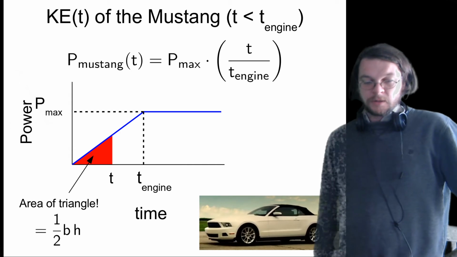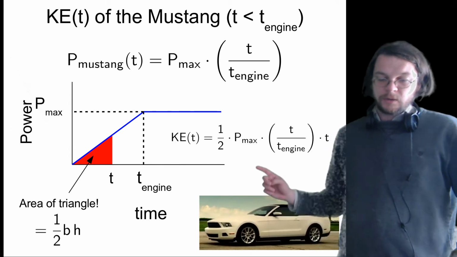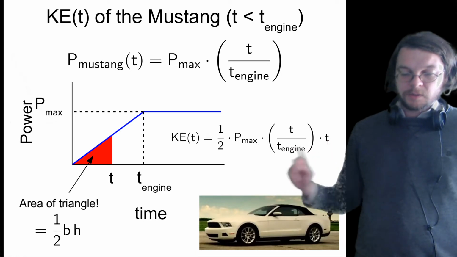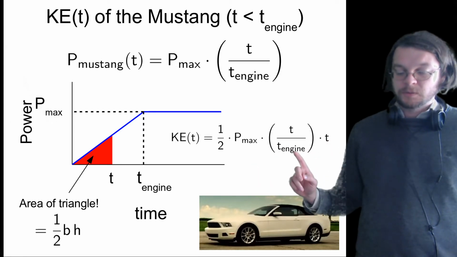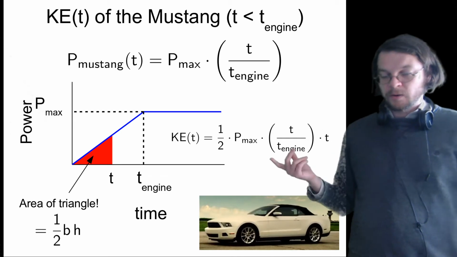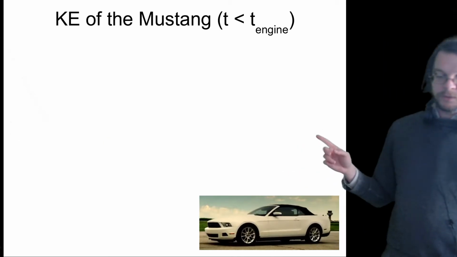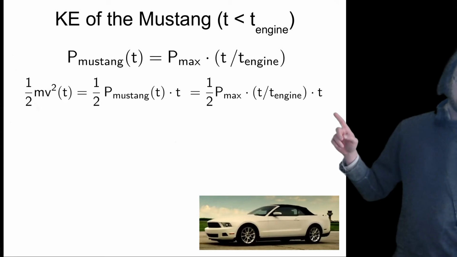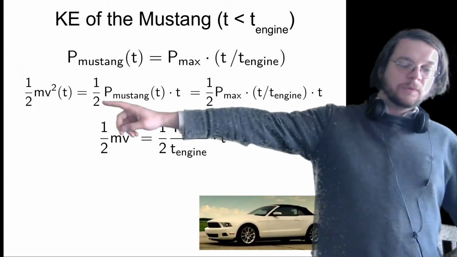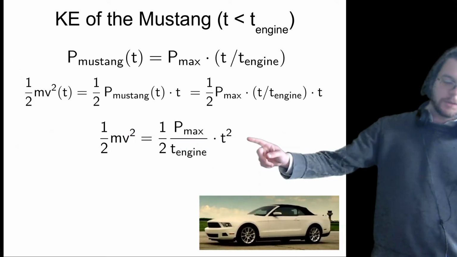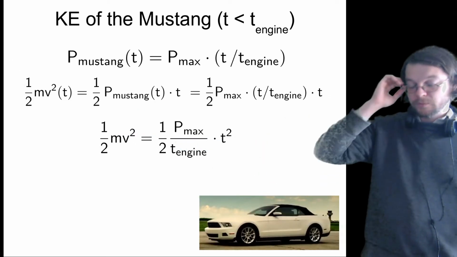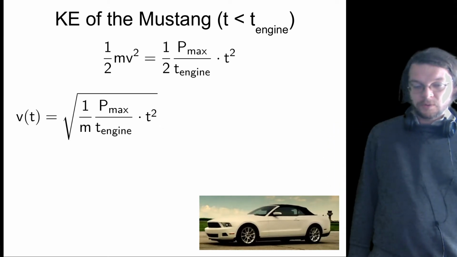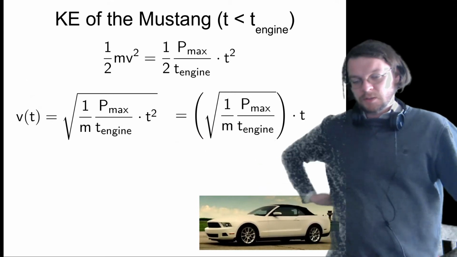So 1/2 base times height. So that means that the kinetic energy would be 1/2 the base, I suppose, would be the time, and then the height would be P max times this thing. So if you combine it all together, you get some sort of t squared thing here, like this. And then you want to try to solve for v. Alright, so there's a t squared thing, like I said. You want to try to solve for v, so you multiply both sides by 2, divide by the mass, and you end up with something like this. Square root of t squared is t, so you end up with that.